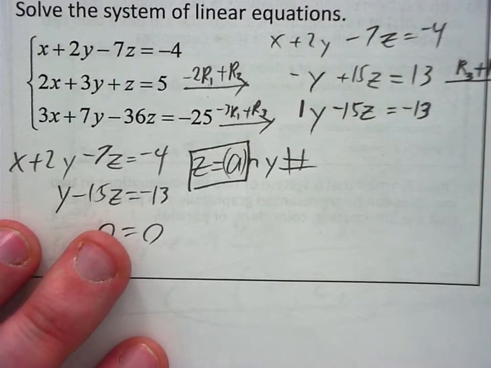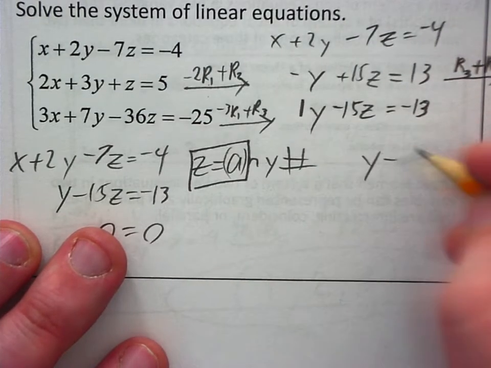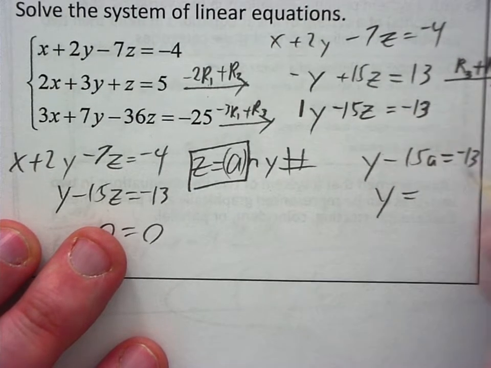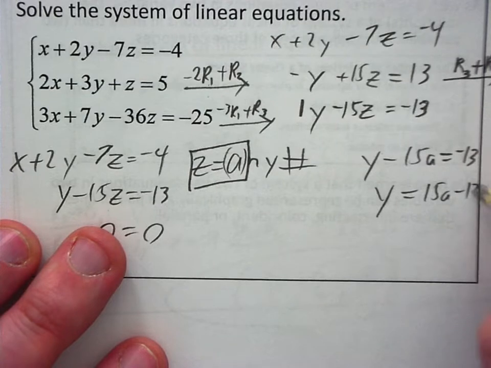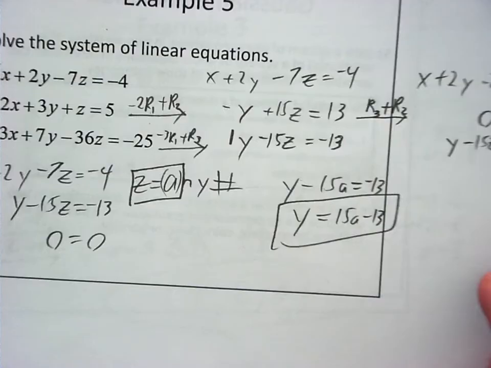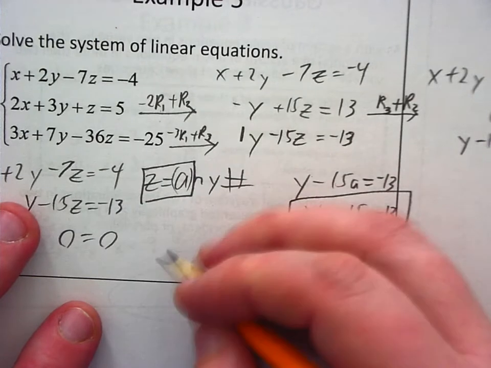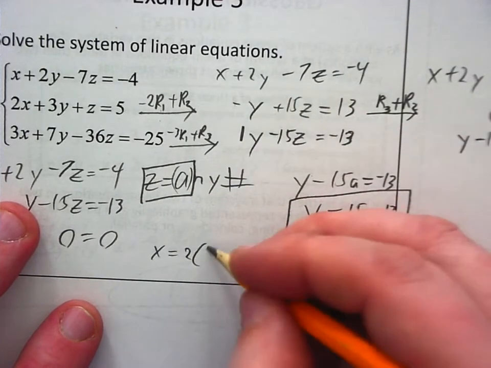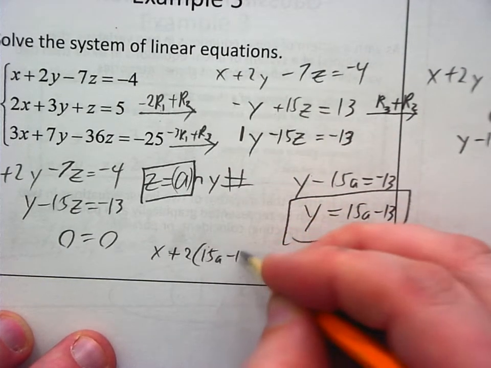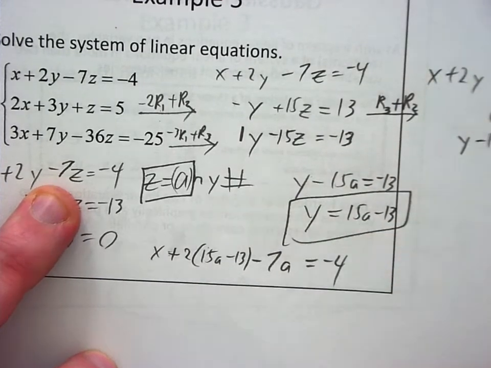If z is determined to be a, how can you find y? Yeah, you're literally just going to plug in a in place of z. So if I add 15a, I have y is equal to 15a minus 13. So there's my y value. How would I get the x value? Plug in y and z. Yeah, plug them both into this equation. So x plus 2 times 15a minus 13, minus 7 times what was z, is equal to negative 4.